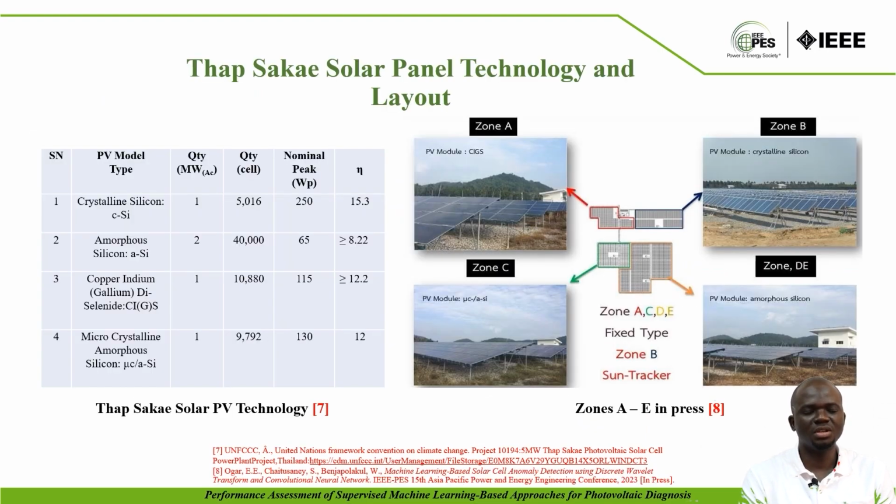So this shows the physical architecture of the Tapsake solar PV farm and its PV panel technology and layout. The Tapsake solar PV farm is divided into 5 zones as seen in the diagram. We have zone A, zone B, zone C, zone D, and E, and it has 4 different types of PV technologies as seen on the table.